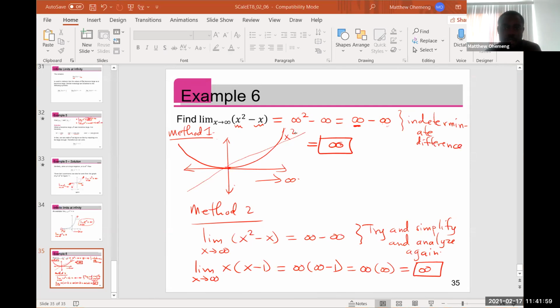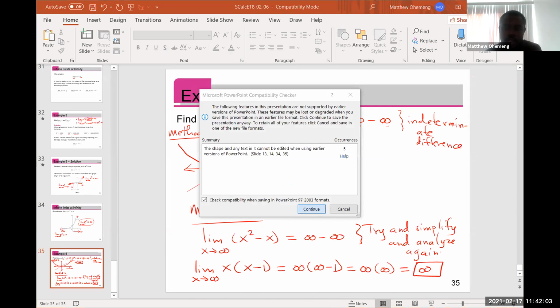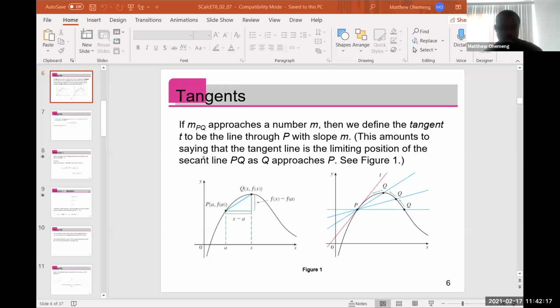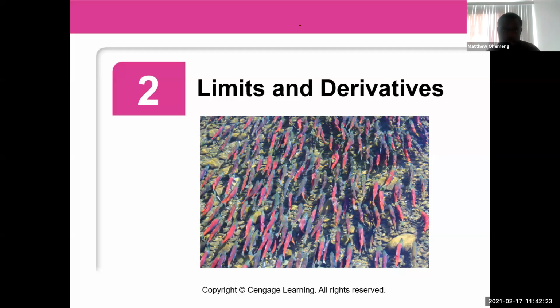Okay, so let me close this, save. What's the time? 42. So at least we can start 2.7 today. Okay. Let me share. I'm sharing 2.7. If you can't see, do let me know. 2.7. Wait, did I see something in the chat?